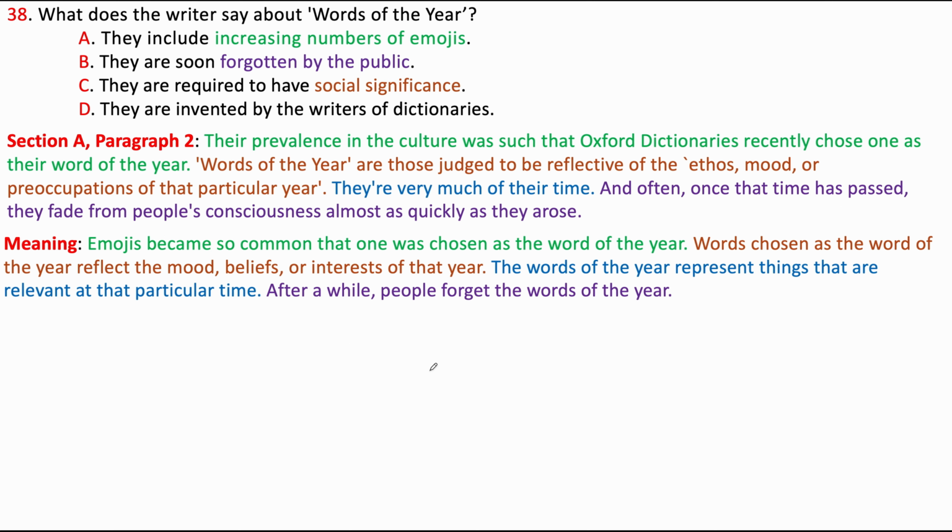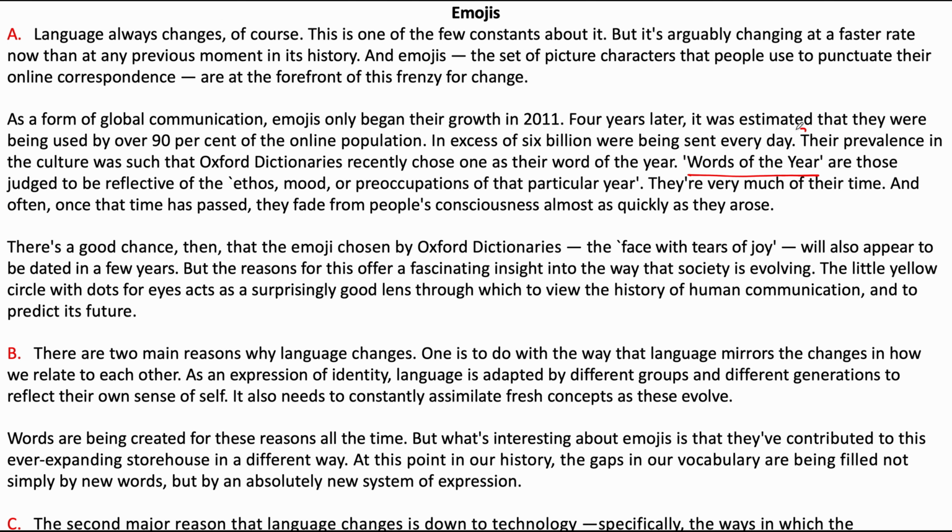Now let's look at the options. The first option talks about words of the year including more and more emojis, but the text doesn't mention anything about a trend of increasing emojis in words of the year. It just says that one emoji was chosen as one word of the year. In the passage before this sentence, it is mentioned that a lot of emojis were used, etc., but that has no connection to word of the year.